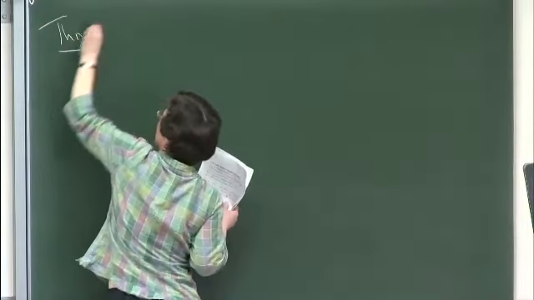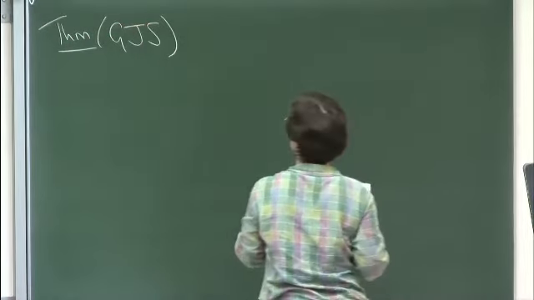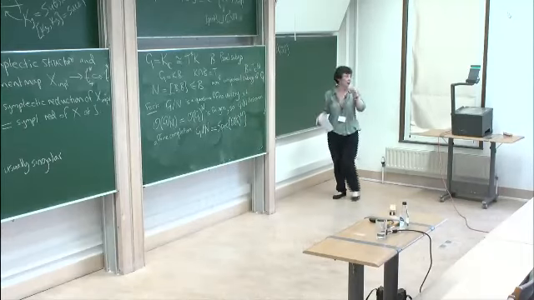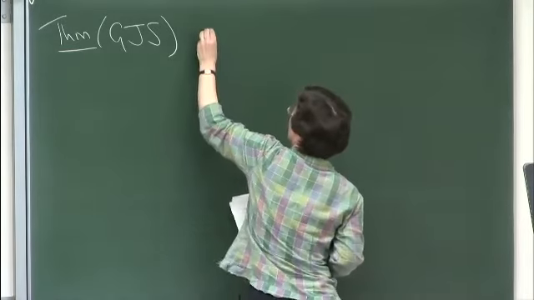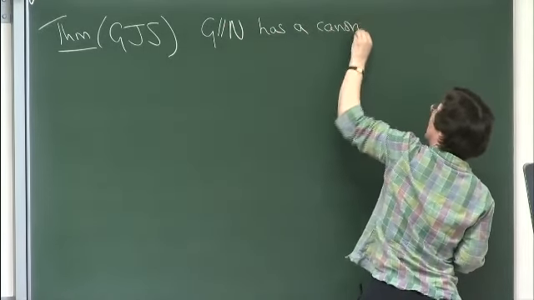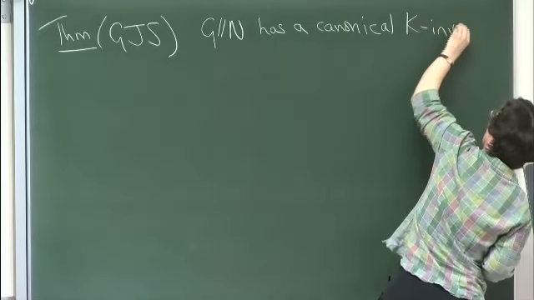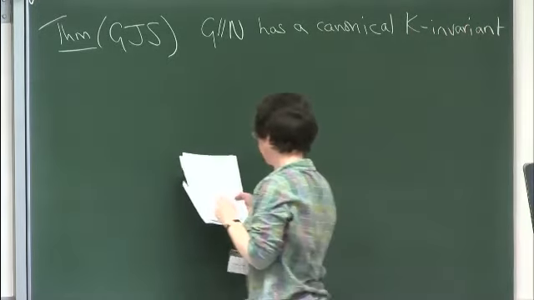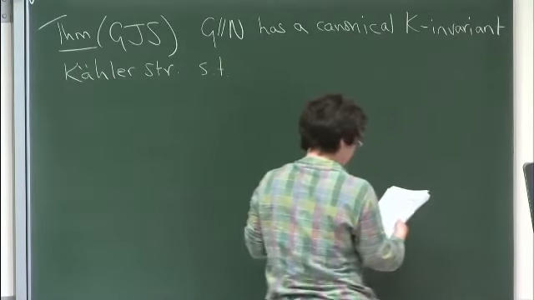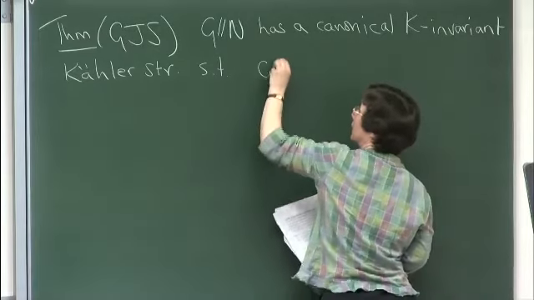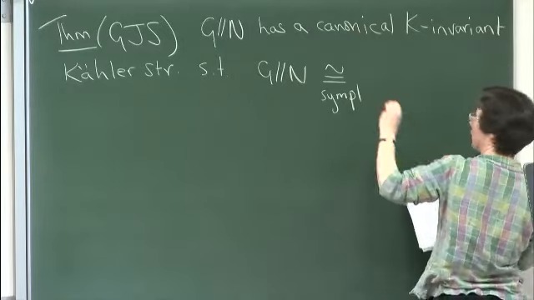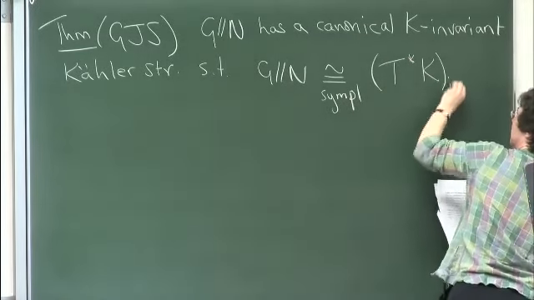So Guillemin, Jeffrey, and Sjamaar proved that this affine variety, this canonical affine completion of G mod N, has a canonical K-invariant Kähler structure such that it's symplectically isomorphic to the universal symplectic implosion. This thing.